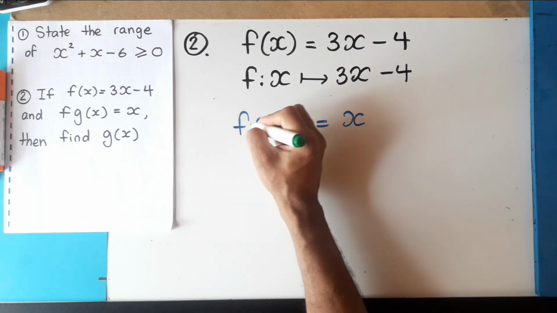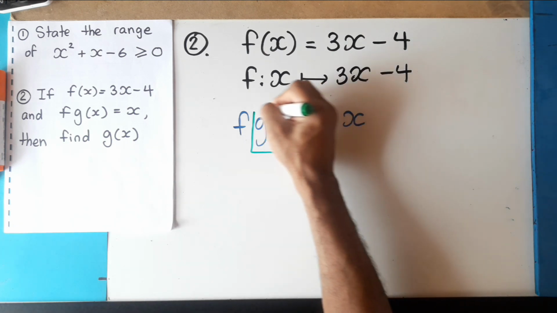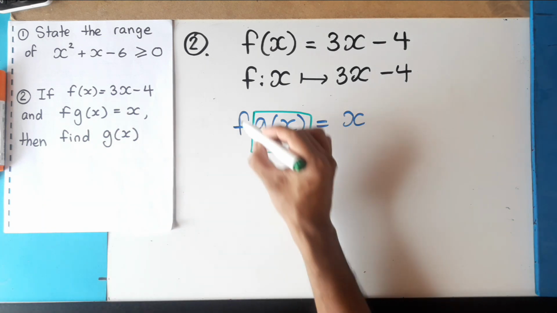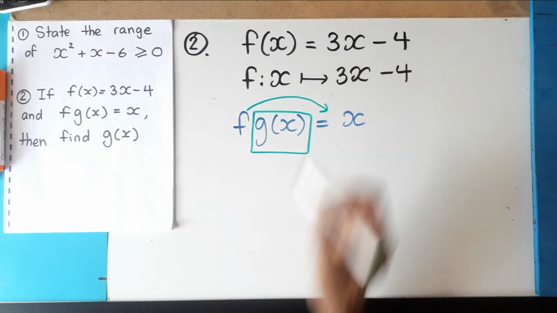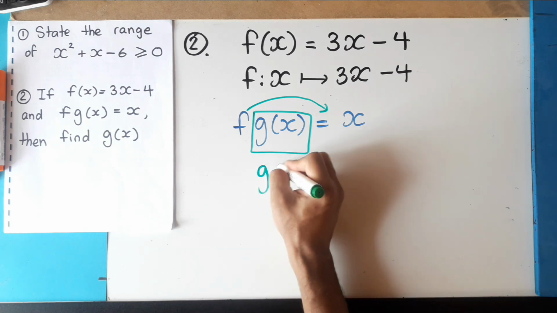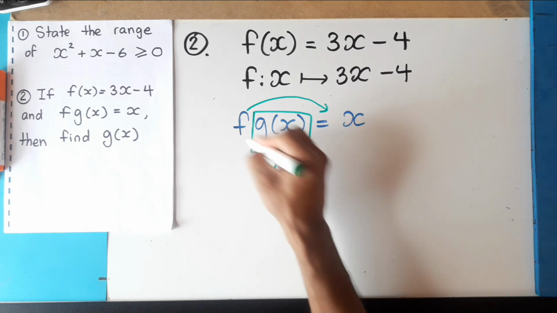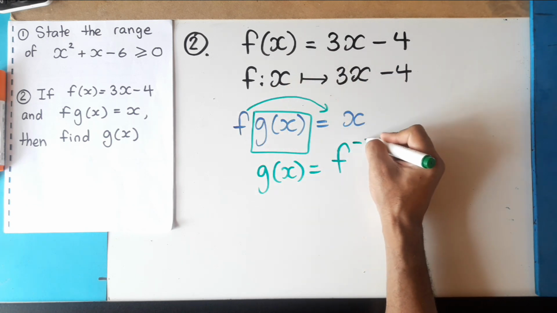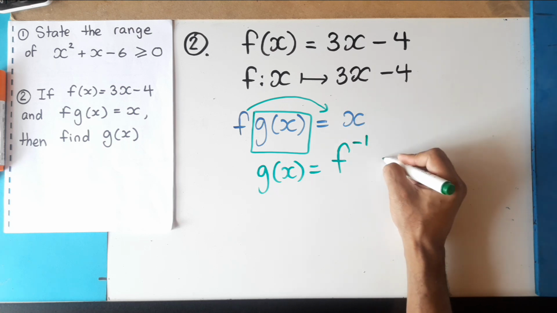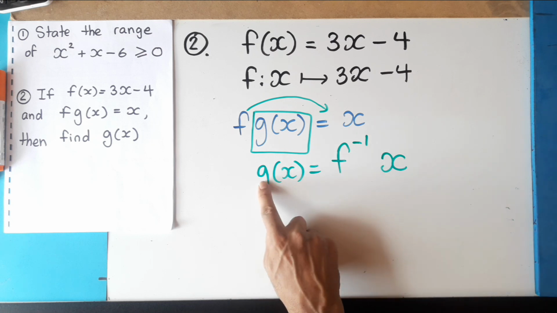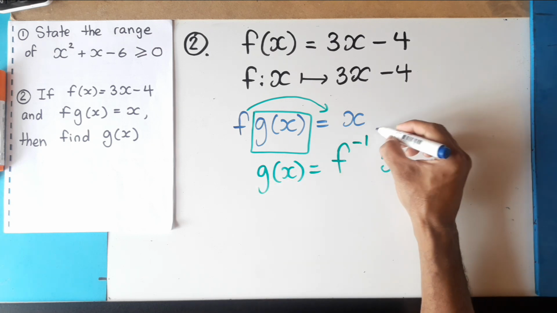So if we want to solve for g(x), that means we need to keep g(x) on one side and then throw across f on the other side. But when you throw across something, it becomes the opposite. So when you throw across f, you are going to get f inverse, and don't forget what's waiting here is x. So to find g(x), we just have to work this out.